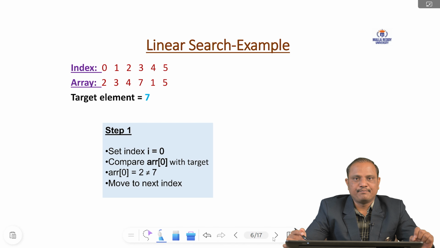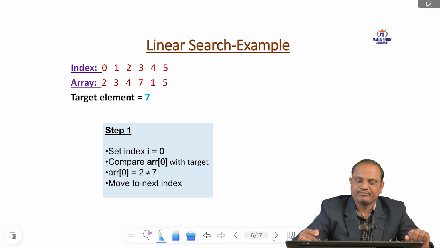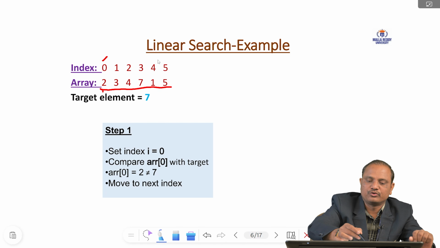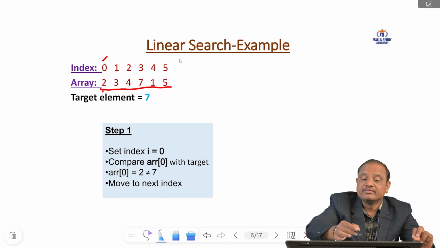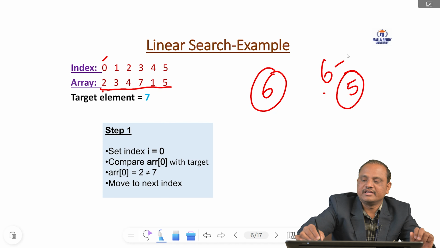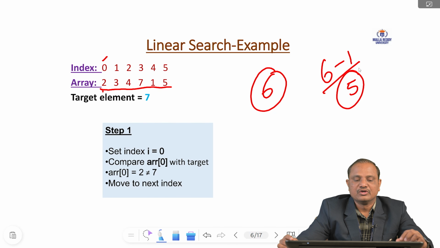Now let us take one example. Here the array is 2, 3, 4, 7, 1, 5. These are the index values 0, 1, 2, 3, 4, 5. That means the number of elements in the array is 6, so the last index will be 5, that is size minus 1. Here our target element is 7. That means we have to find whether 7 is present in the array or not.